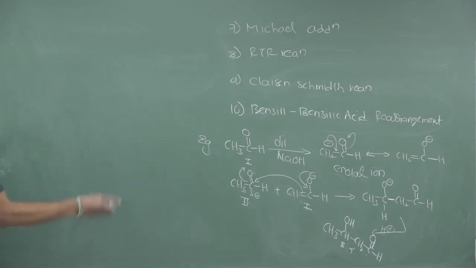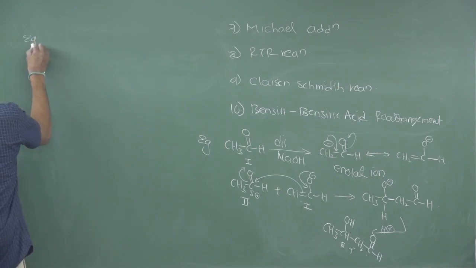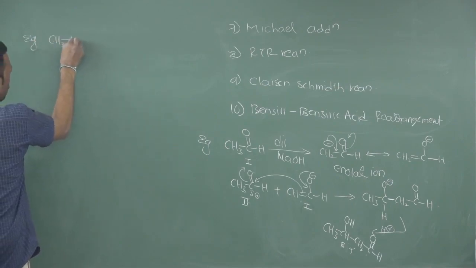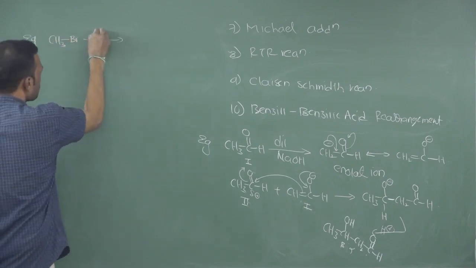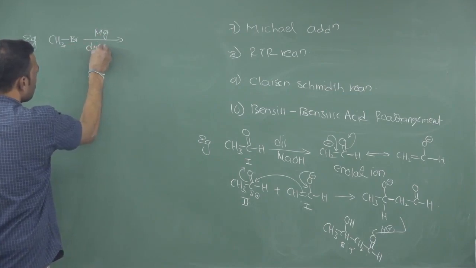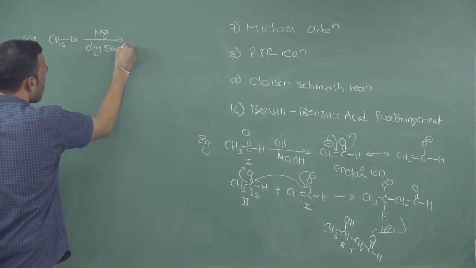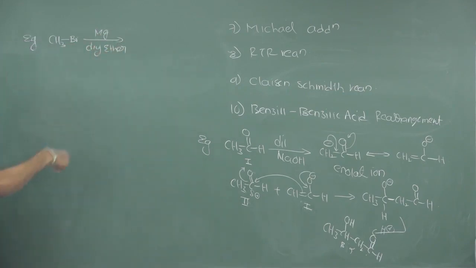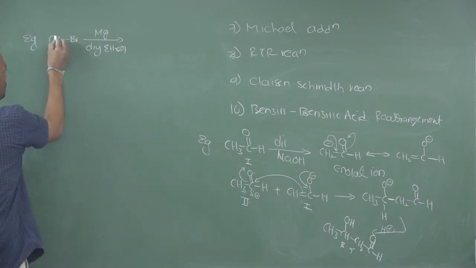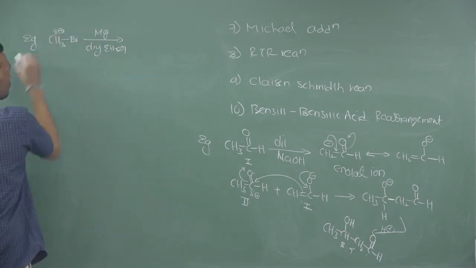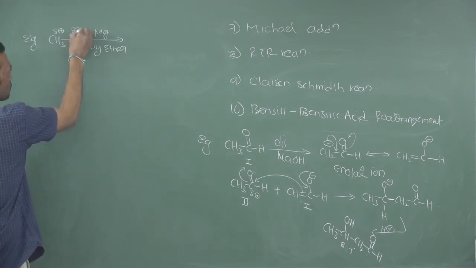So, do you know OMCs? See, here I am taking methyl bromide. Now I am using magnesium in dry ether. What happens? Magnesium is inserted between carbon and halogen. So what is the charge present initially on this carbon? Partial positive. What about halogen?